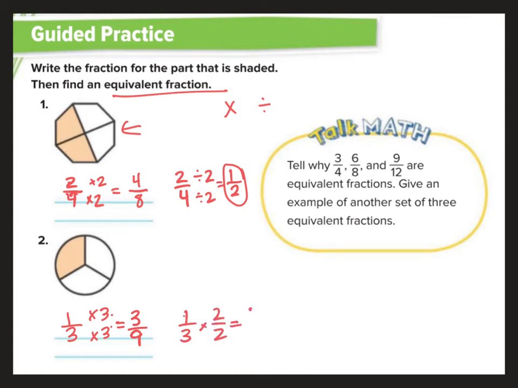1 times 2 is 2. 3 times 2 is 6. Now let's see what's happening when I'm multiplying something by 2. All I'm doing is cutting every piece in half. Look, I have 2 pieces shaded out of how many total pieces? 1, 2, 3, 4, 5, 6. 2 out of 6 pieces are shaded. Same amount, I cut each piece into a smaller piece.